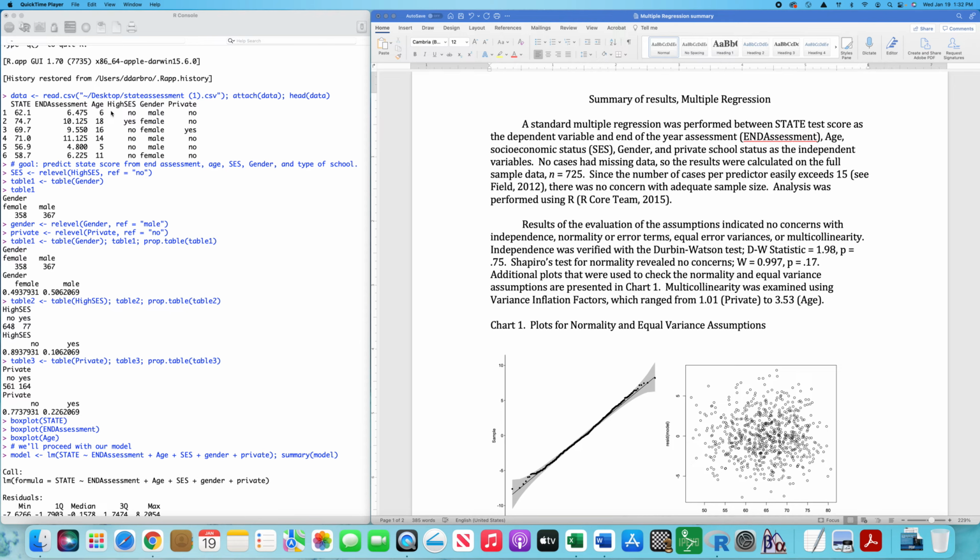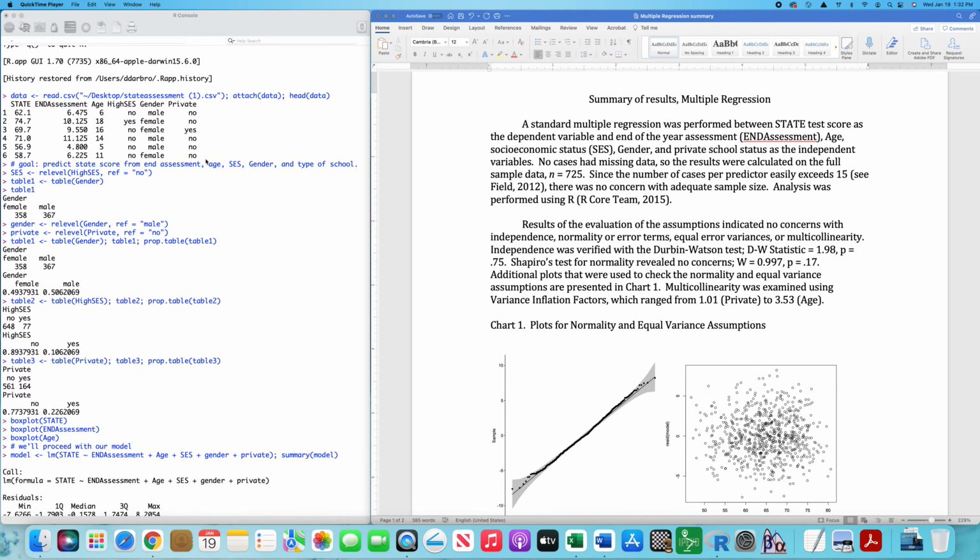The data set that I'm going to demonstrate this with is called state assessment. You'll have access to this. The purpose would be to predict state score from end of assessment, age, SES, gender, and private. So we have two quantitative predictors and three categorical predictors. And we're not going to have to worry with dummy variables because SES, gender, and private school are all dichotomously coded.